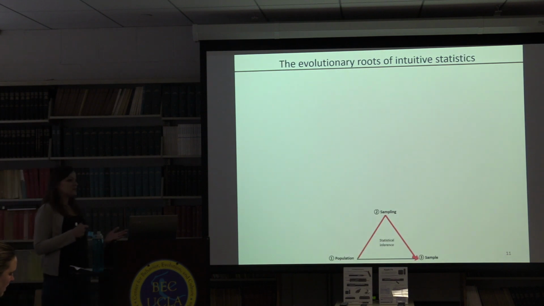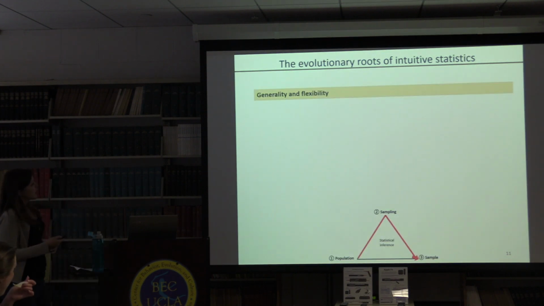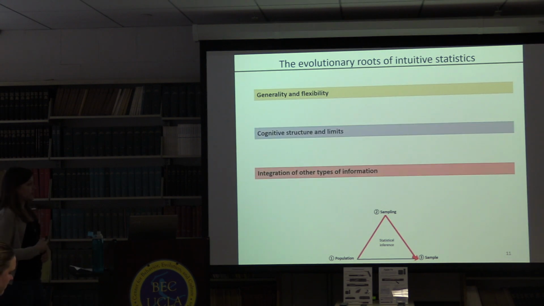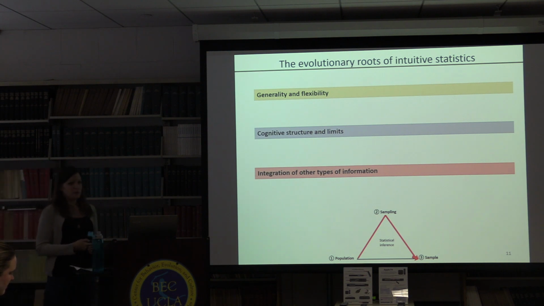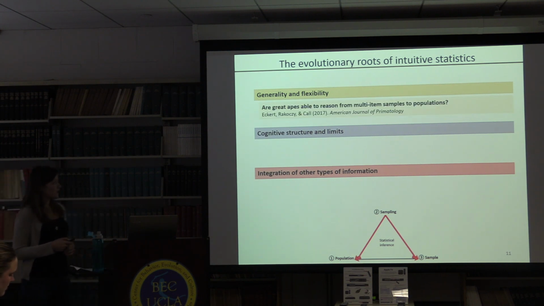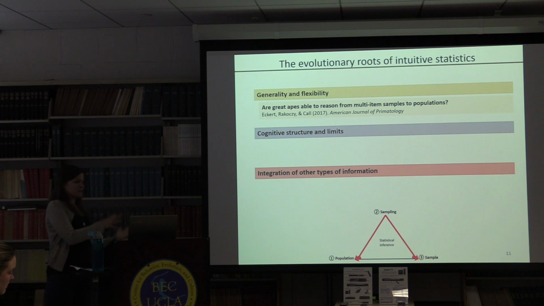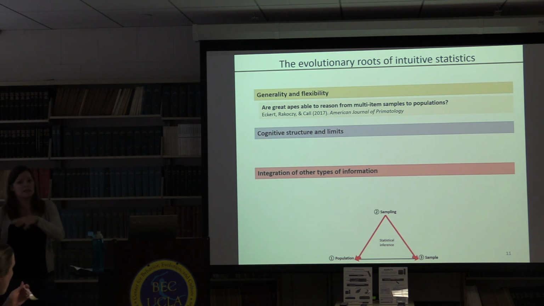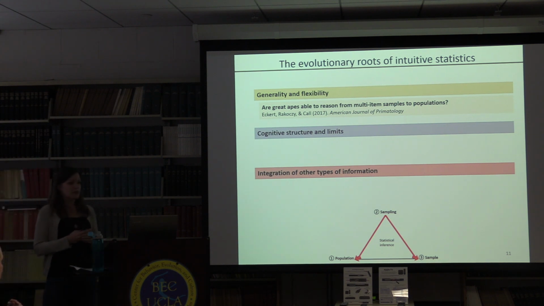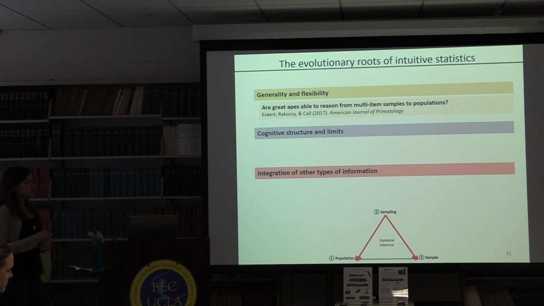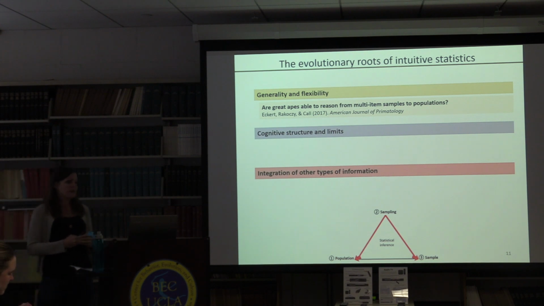So I tried to answer 3 distinct but related research questions regarding the generality and flexibility of intuitive statistics in great apes, their cognitive structure and limits, and the integration with other types of information. So regarding the generality and flexibility, I wanted to find out whether apes can not only reason from population to sample, but also the other way around, from sample to population. And I'm not going to present the study today, but in short, what I found is that to some extent the apes were able to reason from sample to population. However, in this study, we were not able to fully rule out that they did use a quantity-related heuristic.